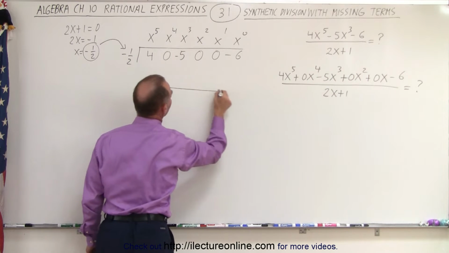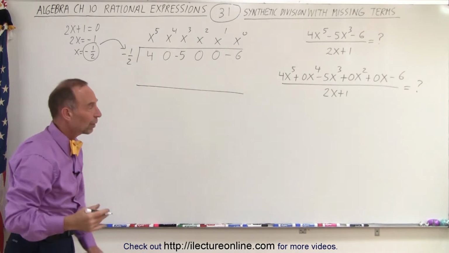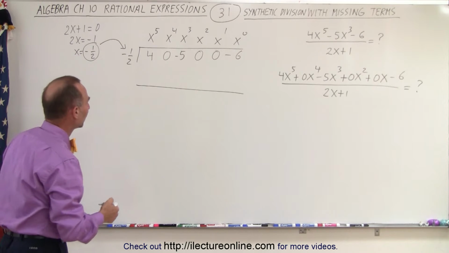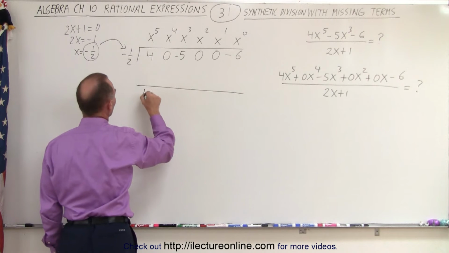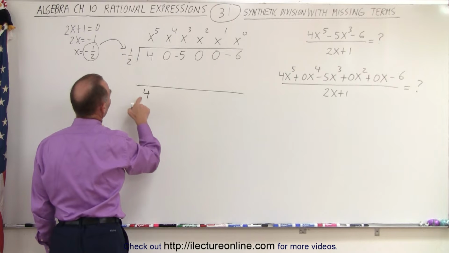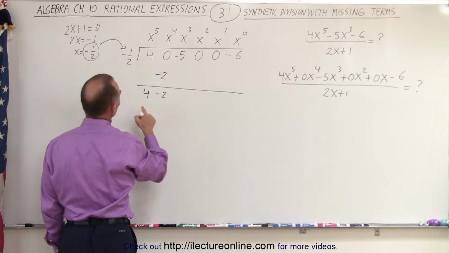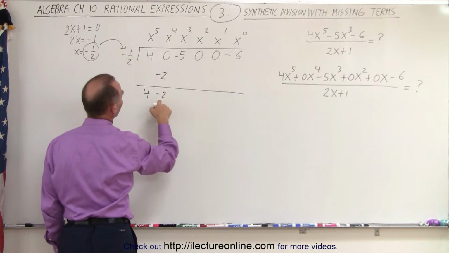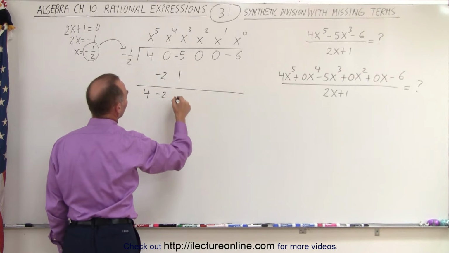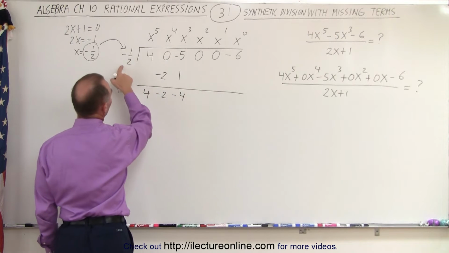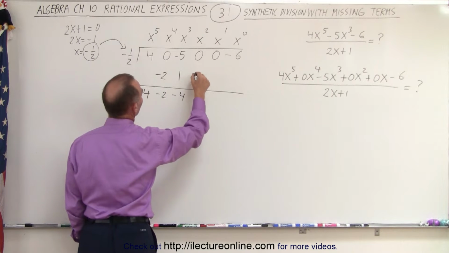Then we draw the line and we work the problem exactly the way we always do for synthetic division. We drop down the first number, which is 4. Minus 1/2 times 4 is minus 2. Add these together, we get minus 2. Minus 1/2 times negative 2 is a positive 1. Add them together, we get a negative 4. Minus 1/2 times negative 4 is positive 2.